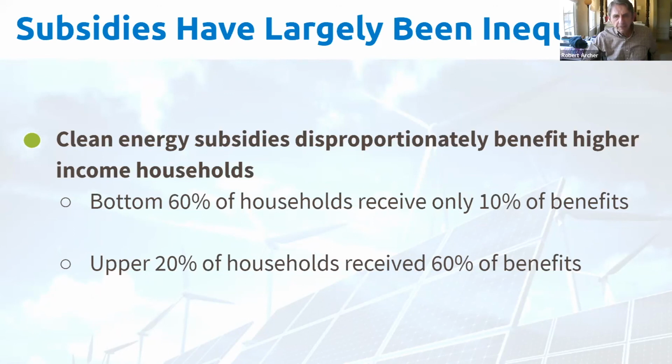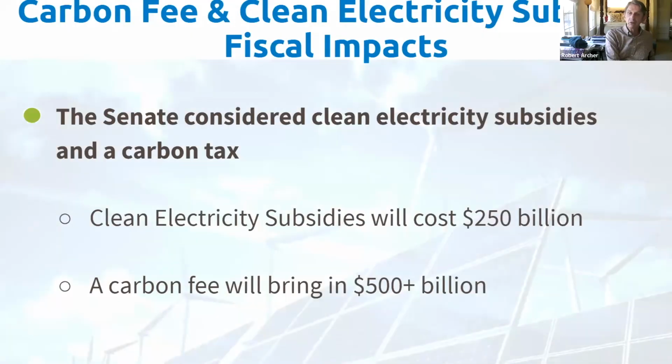Only 10% of the benefits went to the bottom 60%. The upper 20% of households received 60% of the benefits. And the most inequitable tax credits were for electric vehicles, where the upper 20% got 90% of the subsidies. Another fiscal factor to consider is that the Senate reconciliation bill has two major climate options. They show a dramatic cost difference. The clean electricity subsidies would spend about $250 billion, and the carbon fee would collect $500 billion.